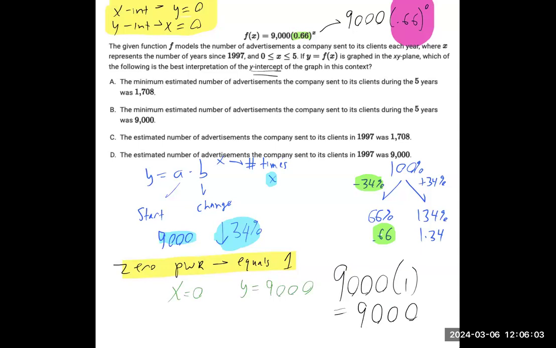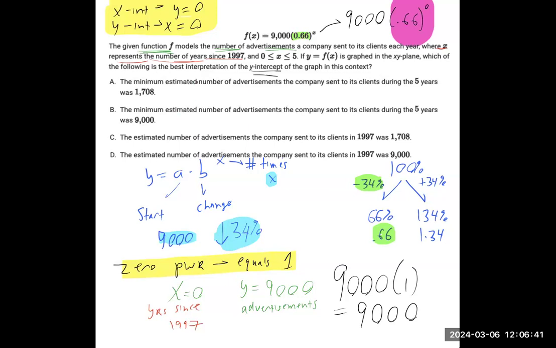But what are x and y here? Well, the whole function, which is y, is the number of advertisements. So there are 9,000 advertisements at the moment when there are x years since 1997. So 0 is the number of years since 1997. So summarizing this on our own, we're saying that in the year 1997, there were 9,000 advertisements.